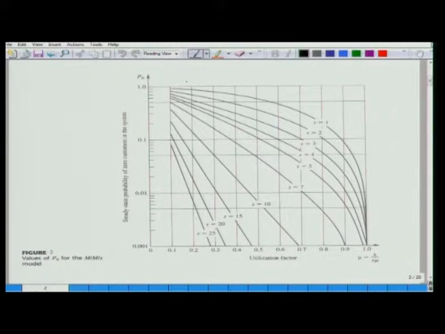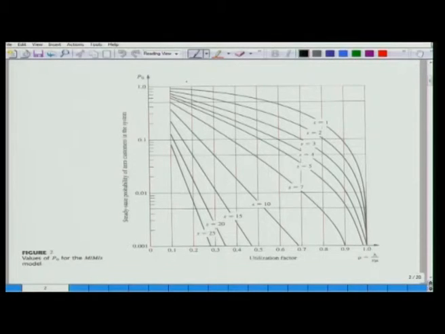So it will help me to just plot the value given my utilization factor and the number of servers, and then I can find the corresponding value of P naught. This is the contribution of figure 2, and later, in the example I have worked out, I will use the values of P naught from this graph.